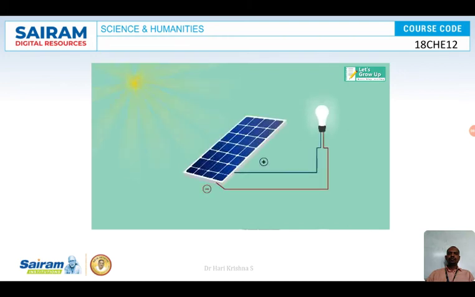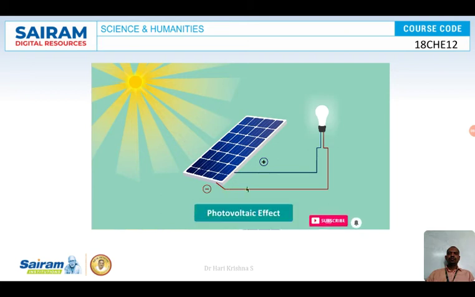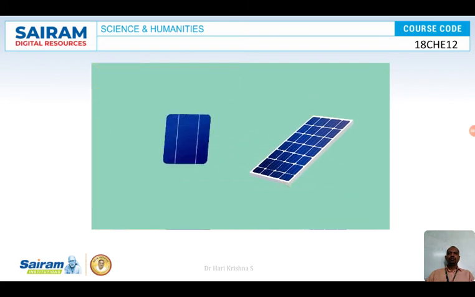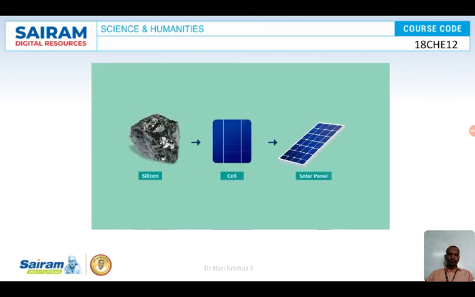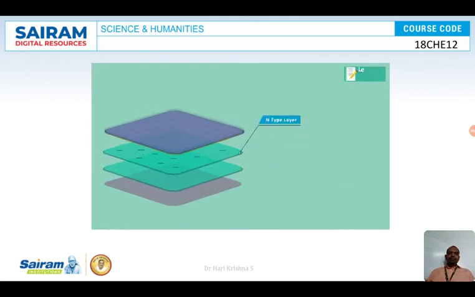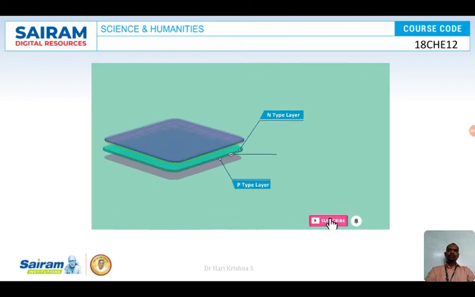How does the solar cell work? The generation of electricity on exposure to sunlight is known as the photovoltaic effect. This principle is used by solar cells to produce electricity. The solar cells are made up of semiconductors, mainly silicon, and comprise 3 layers. The top layer, called the N-type layer, is comparatively thin and contains a high concentration of electrons. The bottom layer, called the P-type layer, contains a high concentration of holes. When the P-type and the N-type semiconductors are joined, it forms a PN junction.